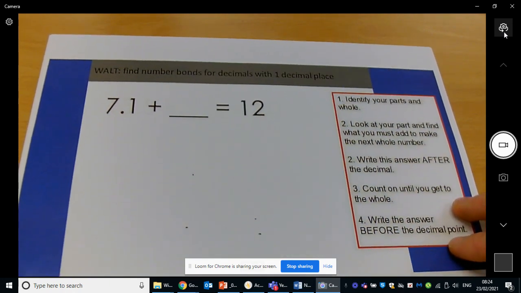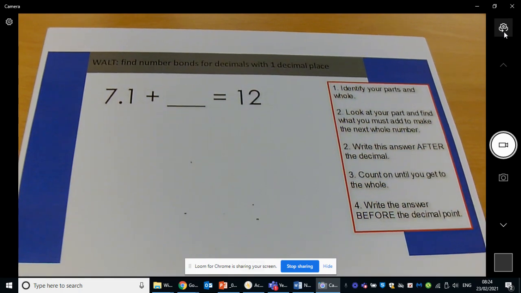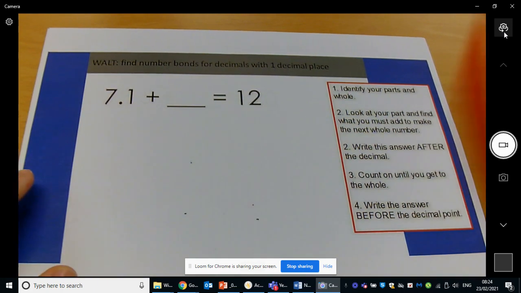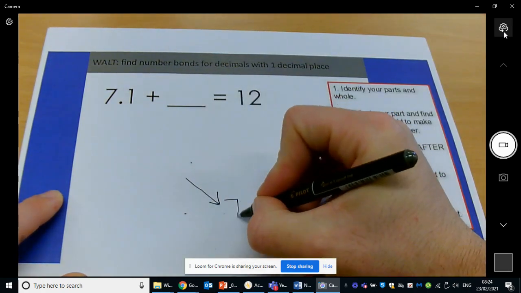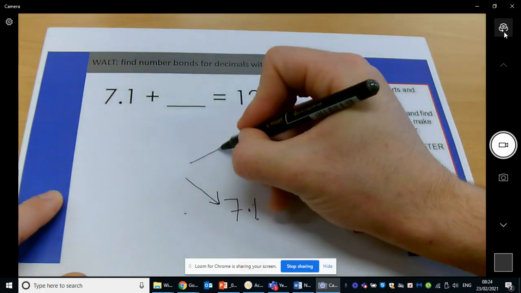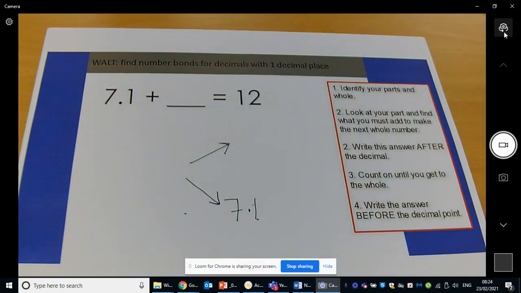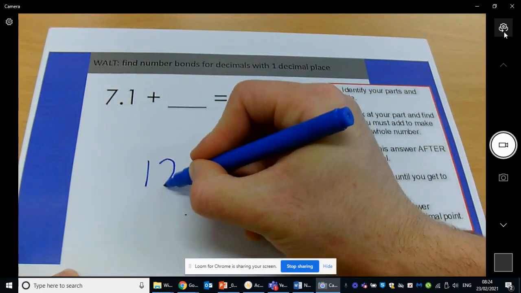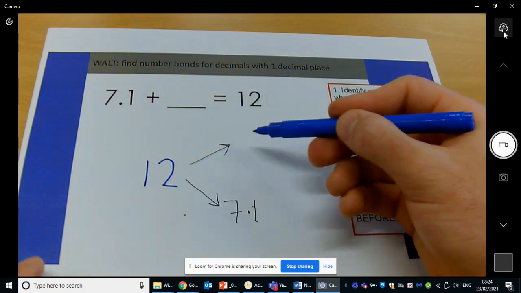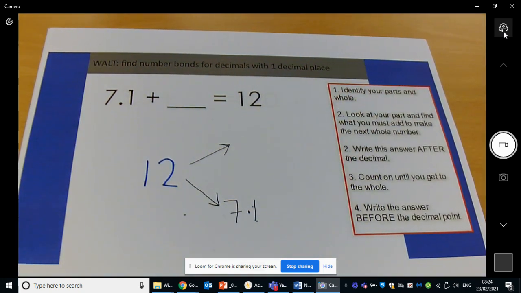So let's look at the next one here. 7.1 plus something equals 12. So again, call out to the screen, what is our part? Hopefully you're realizing 7.1 is the part. And what is our whole? Our whole is going to be 12. So we need to find what other part plus 7.1 makes 12. So we've identified the parts and the whole.